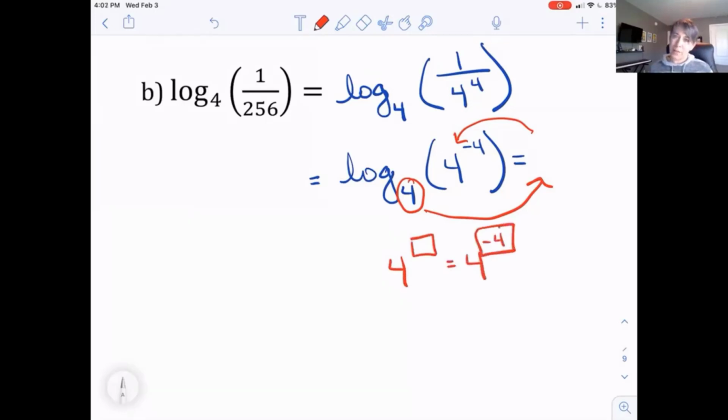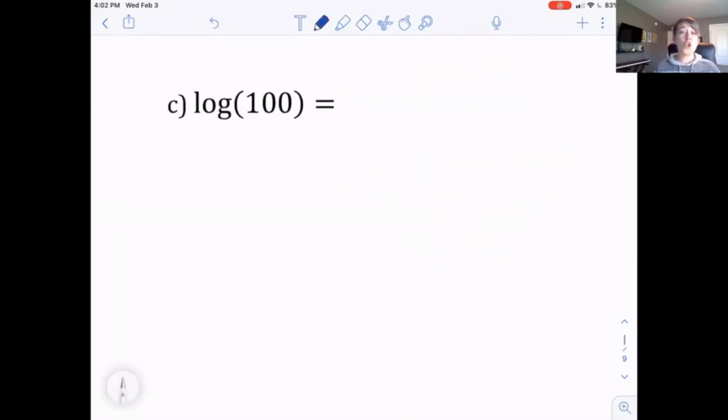When you rewrite it like that, it feels almost like Sesame Street logic, you know, this side must look like the other. So it has to be 4 to the power of -4 in order for it to equal 4 to the -4. Part C, notice we do not have a base that is seen.